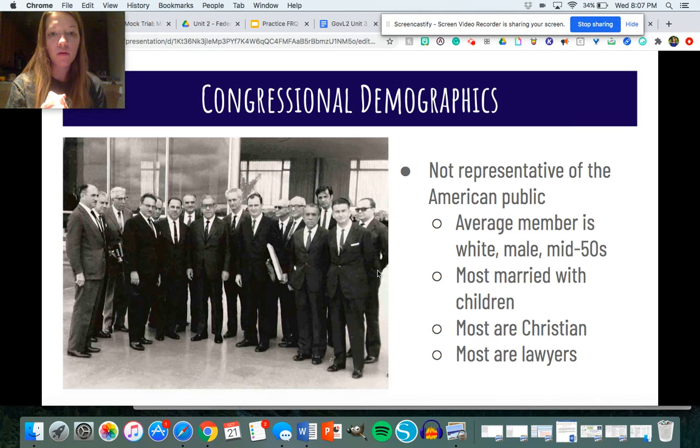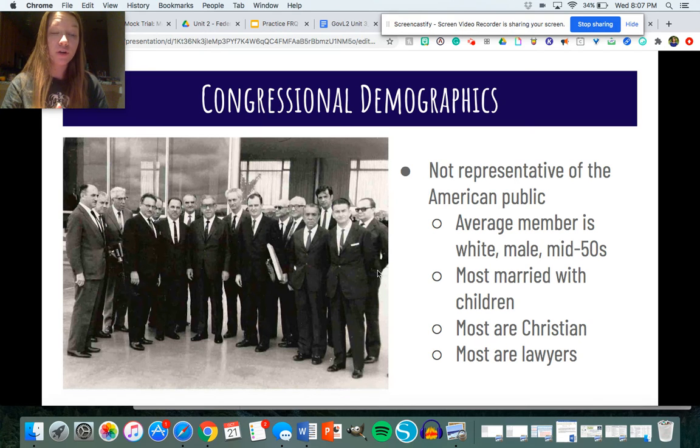So next, let's talk about demographics of Congress. So when we're talking about demographics, we're talking about the composition of Congress, right? Men versus women, race, sex, age. So what we find is that Congress is typically not representative of the American public as a whole. The average member of Congress is white, male, and in their mid-50s.